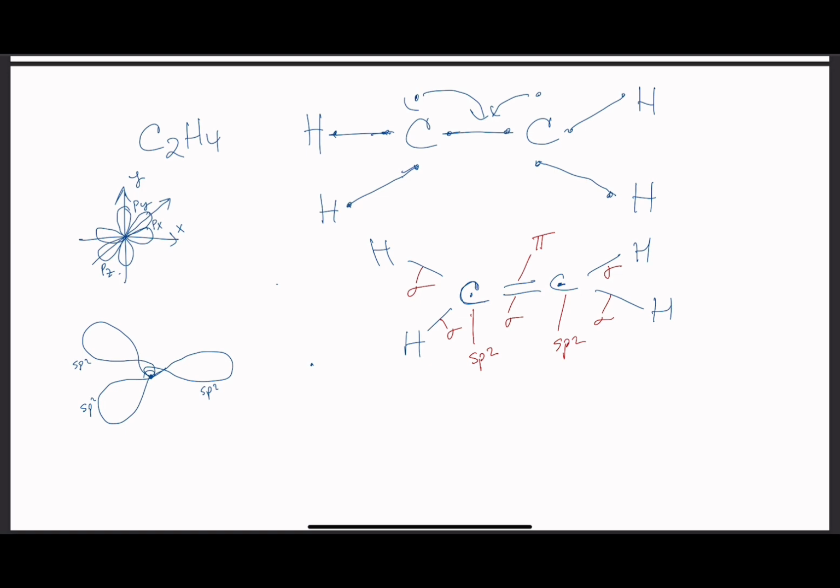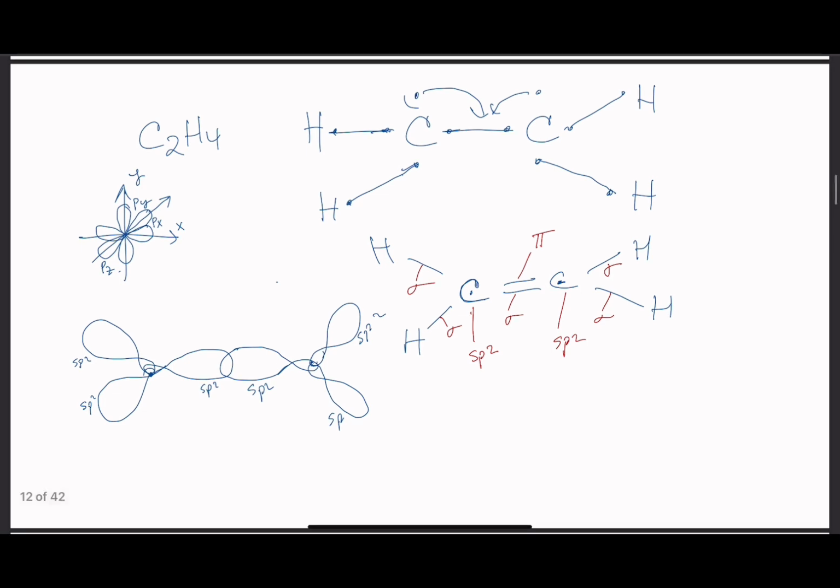It has a shape, so hybrid orbital looking like this, and then I have another one coming up like this, and the other one is looking like this. So I got sp2 and sp2 orbitals. So if you look, I told you that we have 3 sigma bonds, right?